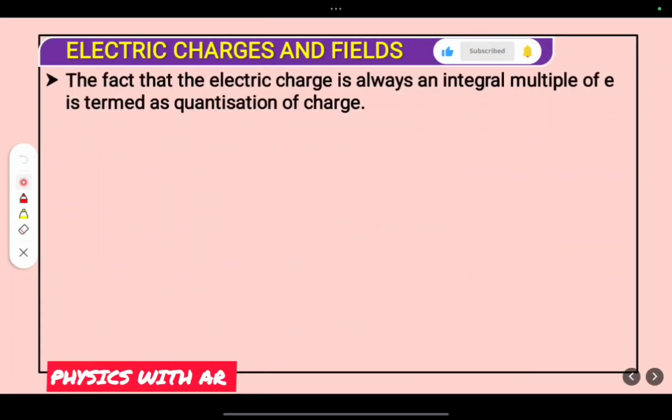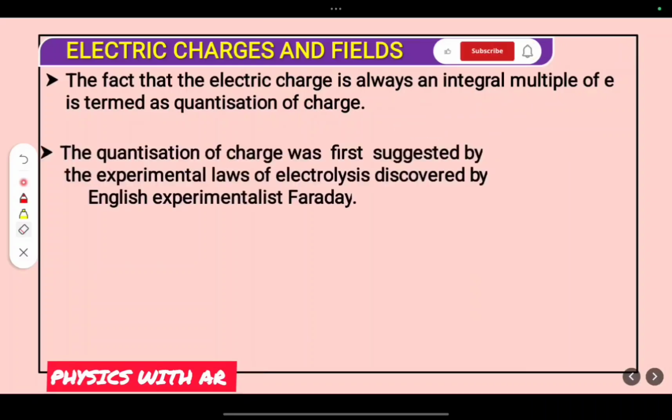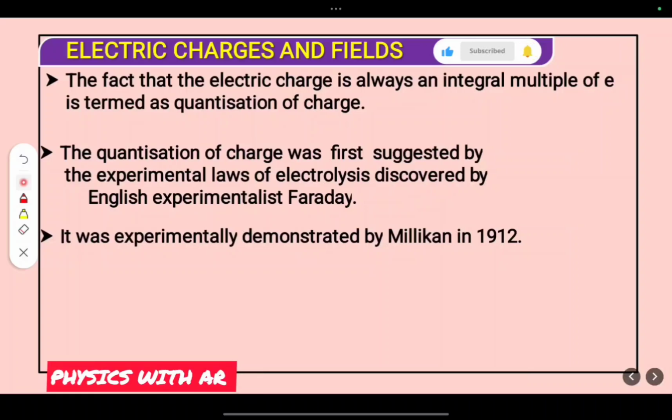Electric charge is always an integral multiple of E, which is termed quantization of charge. In simple form we show it as Q equals plus or minus N E. The quantization of charge was first suggested by the experimental laws of electrolysis discovered by an English scientist, Faraday. To prove that the E value is a constant, it was experimentally demonstrated by Millikan in 1912.